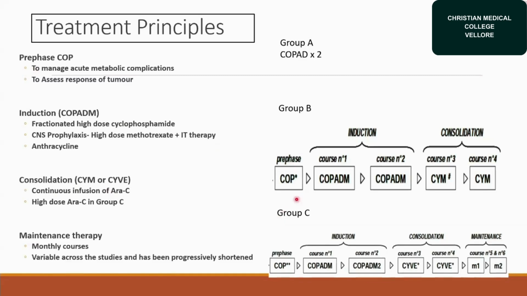So after the cytoreduction, we move on to COPADM, which is again quite intensive therapy. 2 cycles of COPADM. If they are stage 3, then they get 2 cycles of CYM, and that is the end of treatment. So the reassessment happens at this point after CYM. For group C, which is essentially stage 4 disease, we have to give a little bit more treatment. So after this COPADM, they get 2 cycles of CYVE, which includes high dose cytarabine, and then they get 2 cycles of maintenance as well.